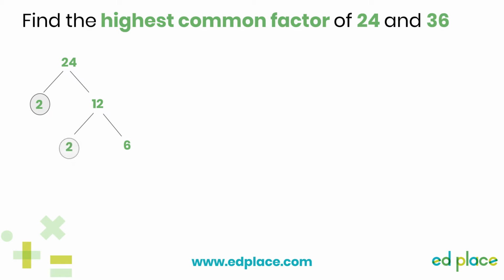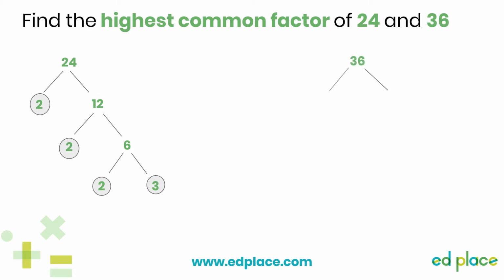2 is prime, so we can circle that. Finally, looking at number 6, we can see that 2 and 3 divide equally into it. As they are both prime, our tree is finished. We can now follow the same process to break down the number 36 into its prime factors.